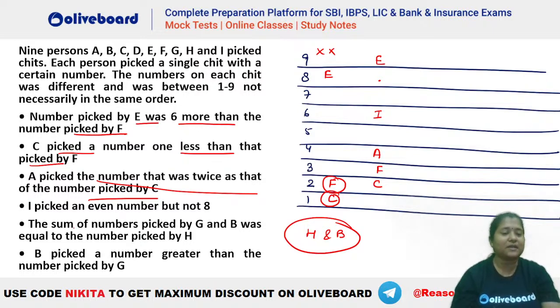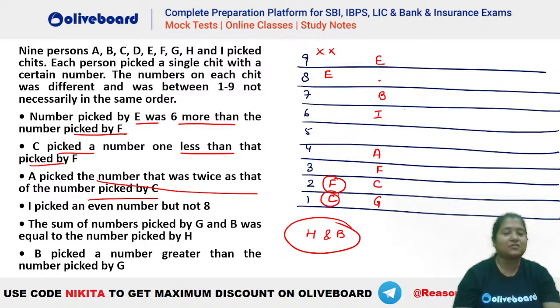After that, what is remaining? The sum of the numbers picked by G and B is equal to that picked by H. So what are the possibilities here? 1 plus 5, 6, not there. 1 plus 7, 8, that is there. Isn't it? You can see 1 plus 7, 8 is there for G, B and H. It is given that B has to be a number greater than that picked by G. So you can see that B will be this one and G will be this one. Isn't it? So B and G are here.